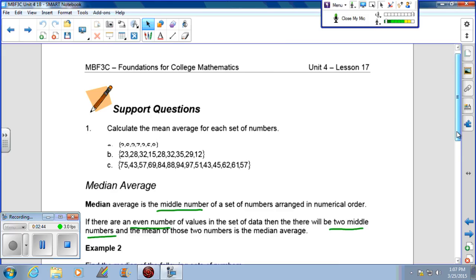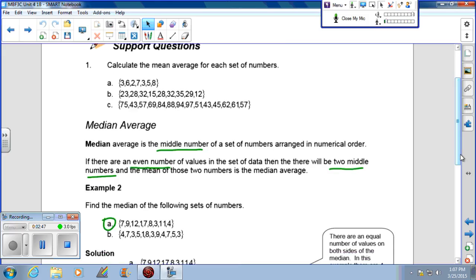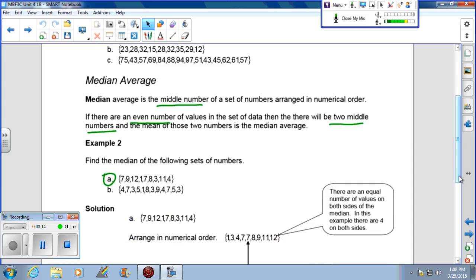Now, the median is another measure that we use. If you think of the median on a highway, that's the middle of the highway, right? You're not allowed to park on the median. If the police want to set up to chase after you, they're going to park in the median there. So the median really means the middle.